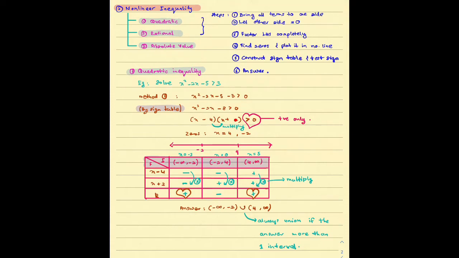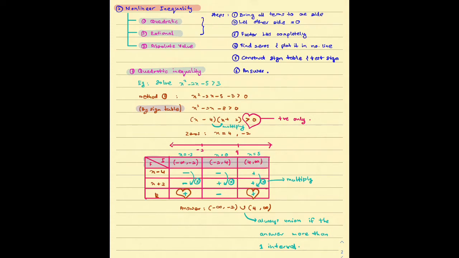So to solve the quadratic inequality, we have two methods. Number 1 is by using a sign table, and number 2 is by using a quadratic graph. Okay, step 1 until step 4, then find the zeros. Put the zeros on the number line. If we have two zeros, it means that it will divide the number line into 3 parts, and then we have 3 intervals here.